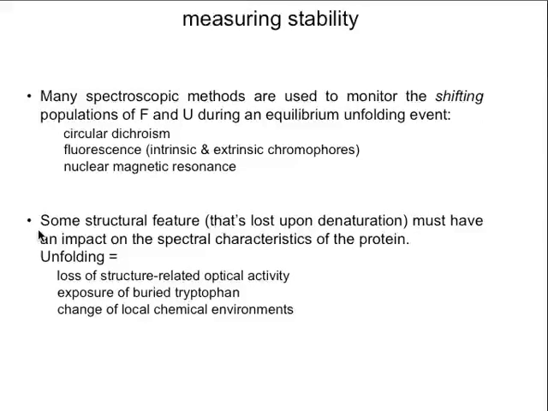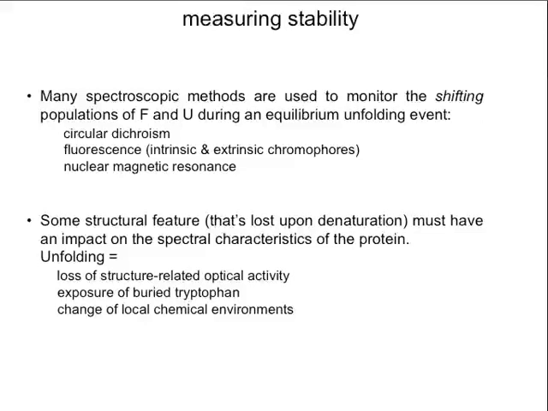The idea here is that some structural feature that we lose upon denaturation has an impact on the spectral characteristics of the protein. So unfolding means that we lose our structure-related optical activity. That's circular dichroism. I'll explain that again in a moment. We change the exposure state of some buried tryptophan. Remember, tryptophan's hydrophobic amino acid side chain is typically going to be mostly buried in a protein. You could imagine that its spectral characteristics will change depending on whether the amino acid side chain is buried or exposed. Likewise, in terms of NMR, unfolding is going to change the local chemical environments of the protein.